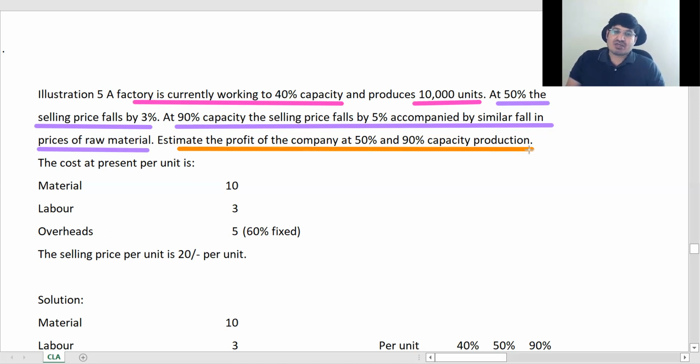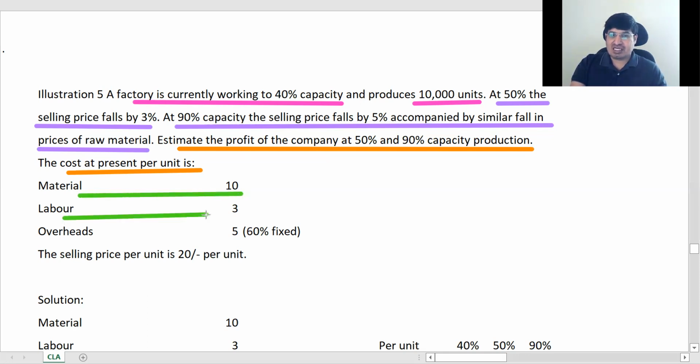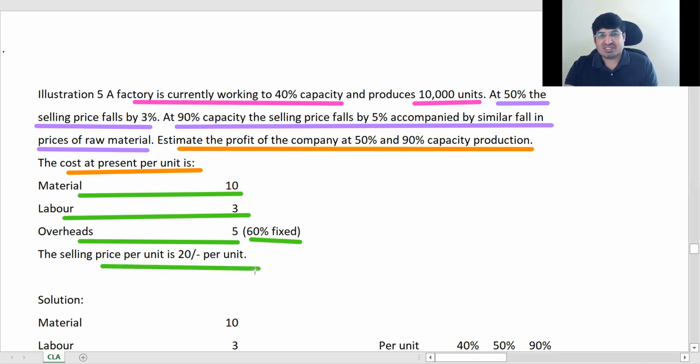So we have to provide two marginal cost statements. One at 50% capacity, another at 90% capacity. And cost per unit, they have given us this. So material is 10, labor is 3, and now overheads is 5 per unit they have given. Okay, and they said 60% is fixed. Okay, and the selling price is 20 per unit. This is what they have given us.